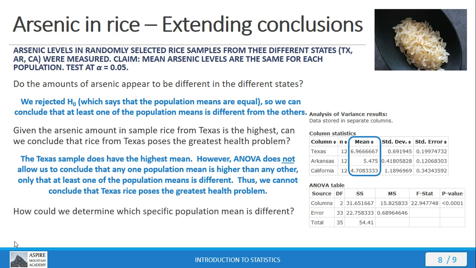How is it that we could determine which specific population mean is different? We don't have statistical evidence that Texas has a problem. But is there a way to provide that statistical evidence? The answer is yes. We could do it with a multiple comparison test, like the Bonferroni test. And that's what we're going to get into in the next mini lecture.